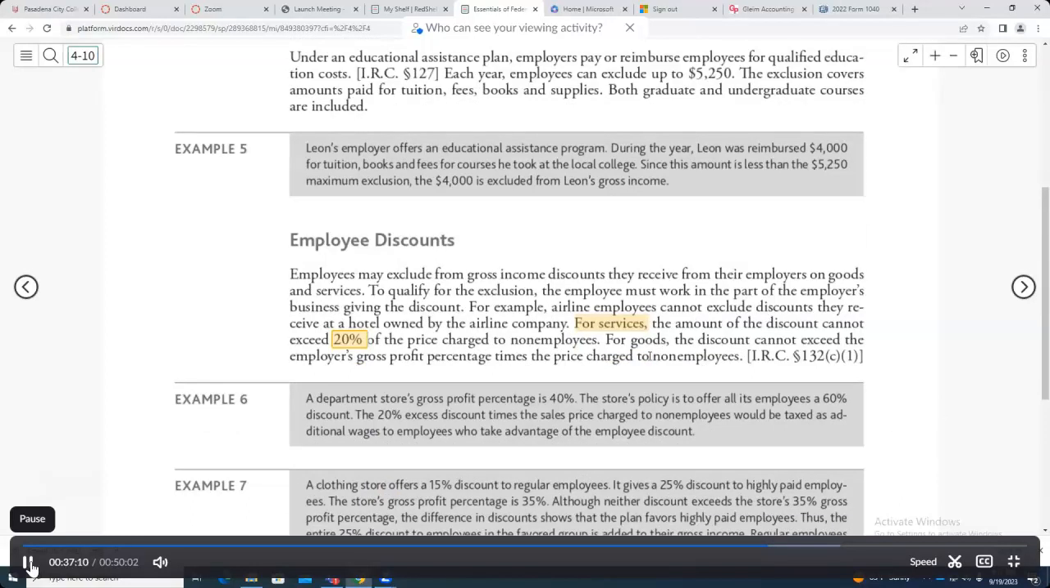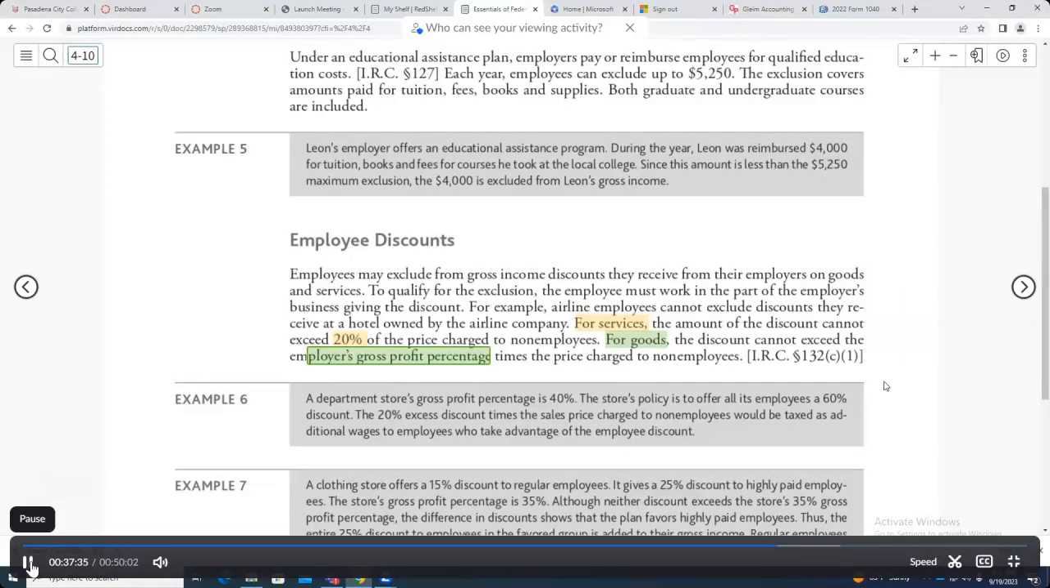However, if it's for goods, like merchandise, it cannot exceed the employer's gross profit percentage times the price charged to non-employees. The gross profit percentage is normal for every company; it's an average.